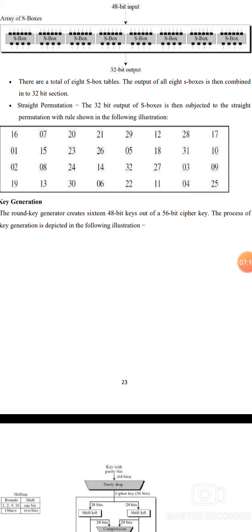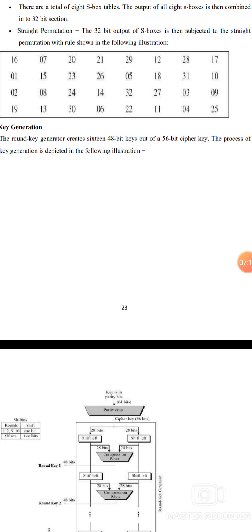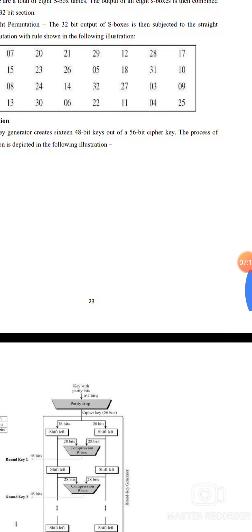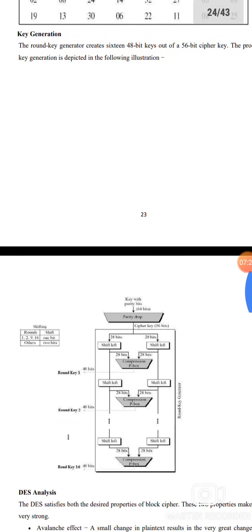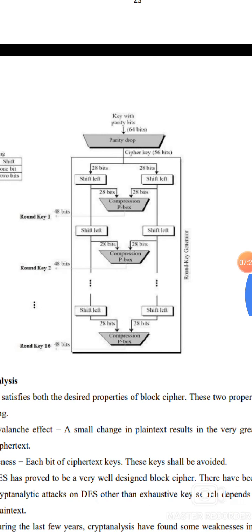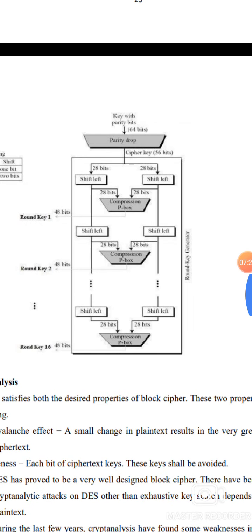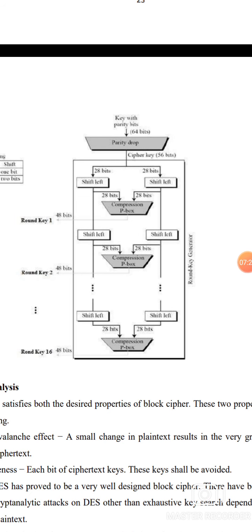The key generation. The round key generator creates the 48-bit keys out of the 56-bit cipher key. The process of key generation is here. The key with the parity bits is 64 bits, then parity drop. The cipher key is 56 bits. The shift left uses 28 bits. The compression P box uses 28 bits. Shift left uses 28 bits. Compression P boxes and go to the shift left.